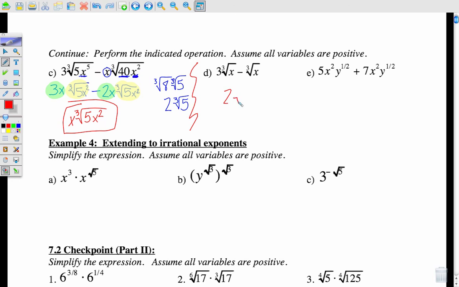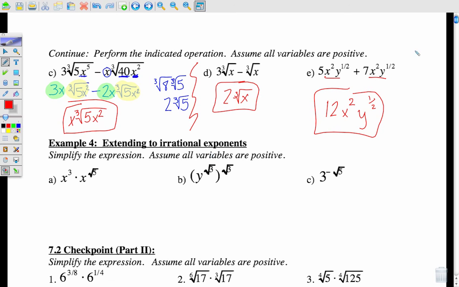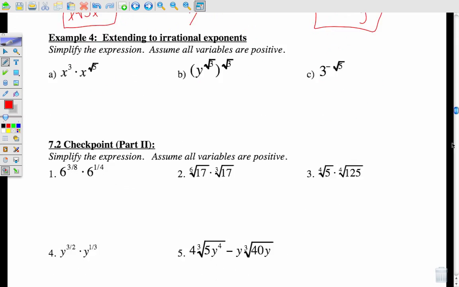These last 2 examples, luckily for us, they are the same. This is cube root x, so if I got 3 of them minus 1 of them, I have 2 cube root x. And lastly, I've got 5x squared y 1/2 plus 7x squared y 1/2. Because this and this are the same, I can add these coefficients, to end up with 12x squared y 1/2.